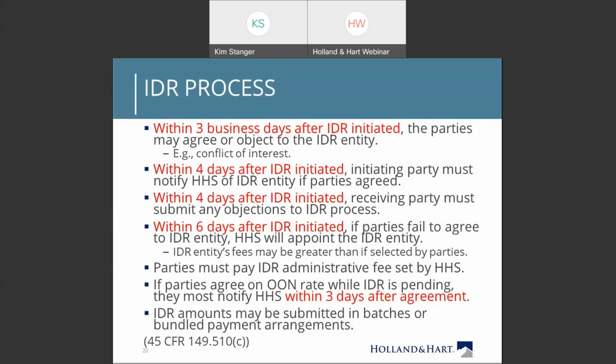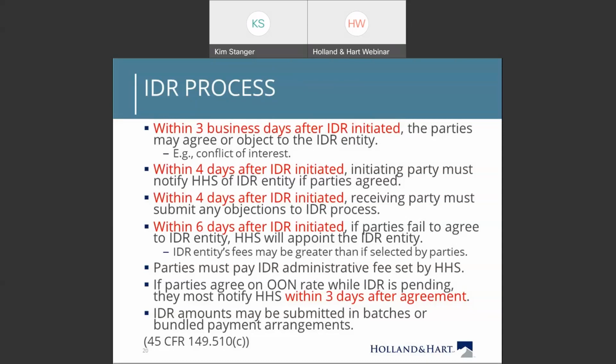If the parties can't agree on the IDR entity within 6 days after the process was initiated, then HHS will go ahead and appoint its own IDR entity. Now that can be a bit dangerous because the IDR entities have a range for the fees that they can charge. If you agree to the IDR entity, then you have some control over that amount, right? You can agree to somebody who's within the range. If you're leaving it up to HHS to appoint somebody, then if there's nobody available, the government can appoint somebody who may be outside that range. So you may not want to let the government select that IDR entity.